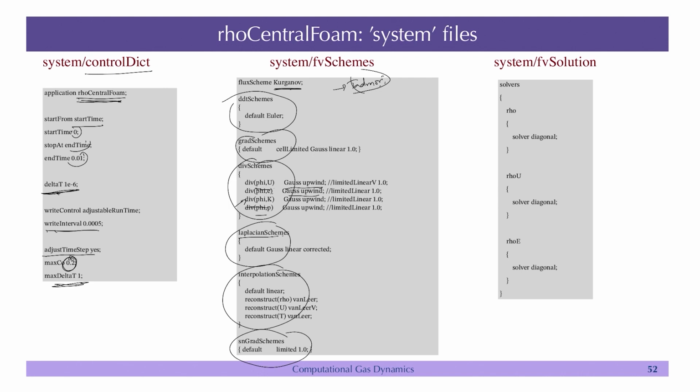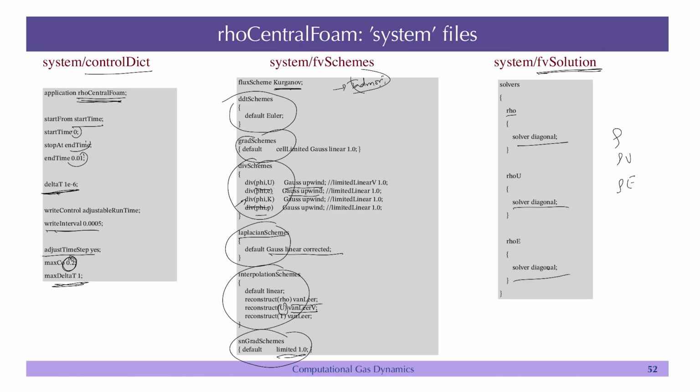Here you can see Laplacian is Gauss linear corrected. Then we have vanLeerV, which is the vector implementation of van Leer for vector fields like U. This is for calculating the gradient. And then this is the fvSolution. So, we have 3 equations: rho, rhoU and rhoE. We are solving with a diagonal based solver here.